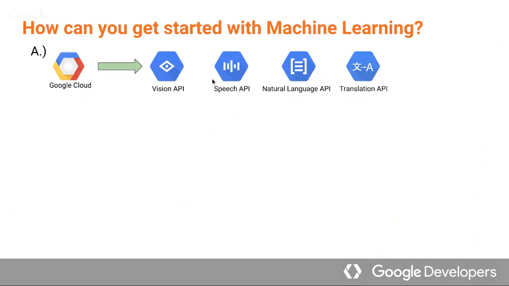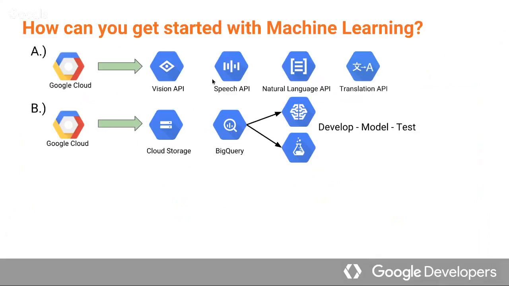Now, how can you get started with machine learning? There are three steps with the help of which one can get started. One, you just create a Google Cloud account. You get the credits, some initial credits that are available, and you use those credits to use APIs like Vision API, Speech API, NLP, Natural Language Processing API, and Translation API.